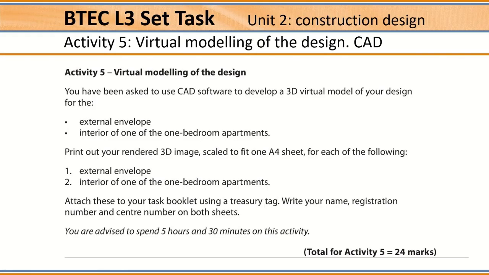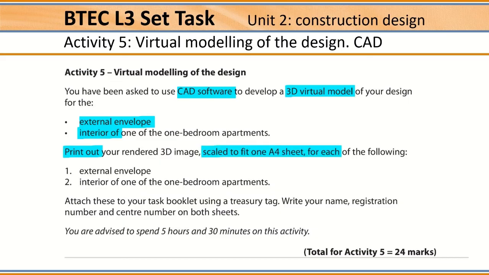Activity 5. Virtual modeling of the design. You have been asked to use CAD software to develop a 3D virtual model of your design for the external envelope, interior of one of the one-bedroom apartments. Print out your rendered 3D image, scale to fit 1 A4 sheet for each of the following: the external envelope and the interior of the one-bedroom apartment.